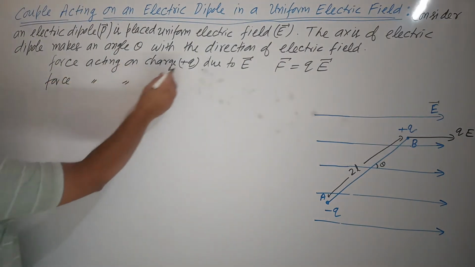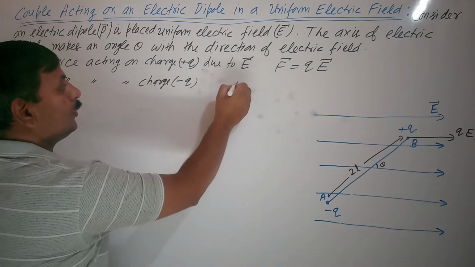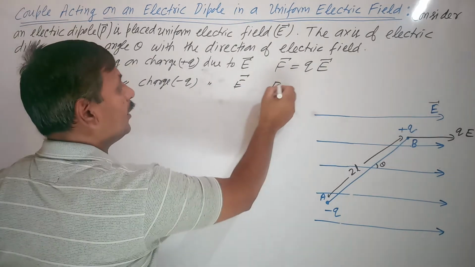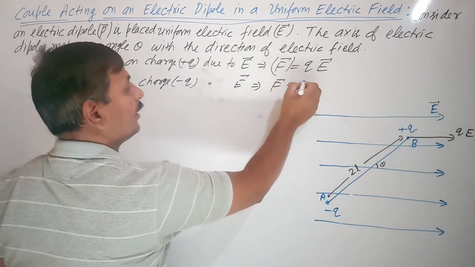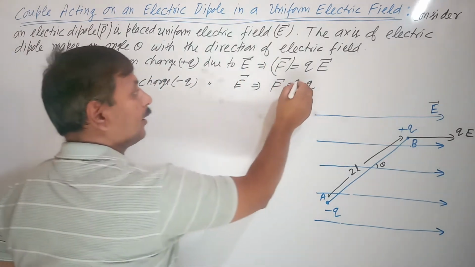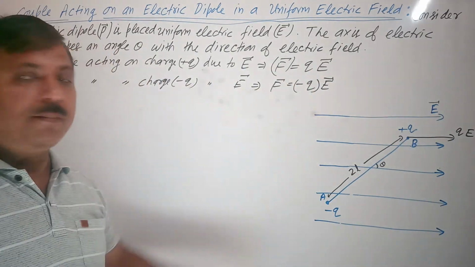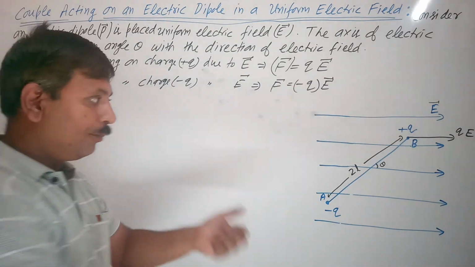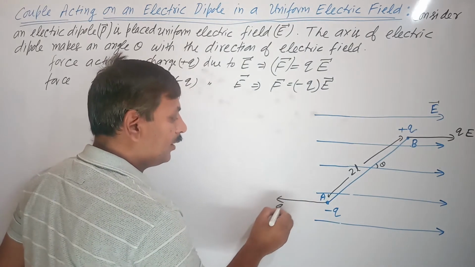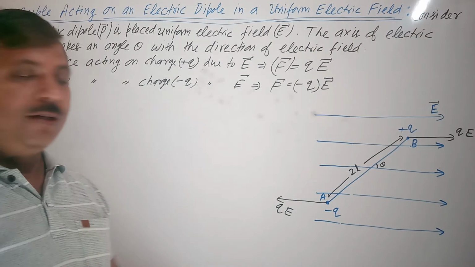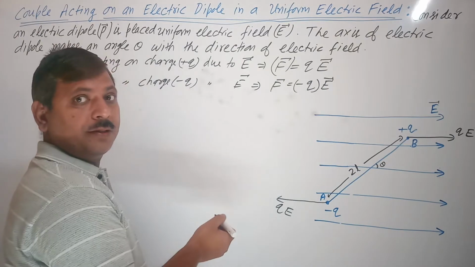Force acting on charge minus q due to E: since the charge is minus q, the magnitude will be qE, but with a minus sign, so opposite to the electric field. The magnitude is qE but the direction is opposite. So here it is plus qE, and here it is minus qE, in opposite directions.